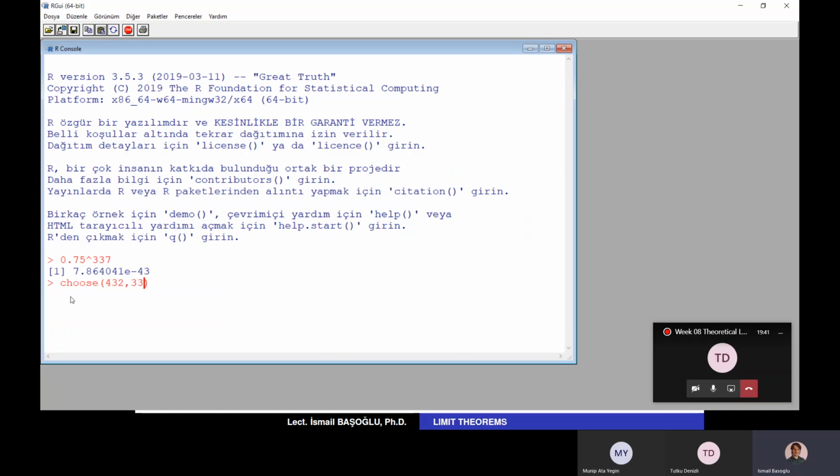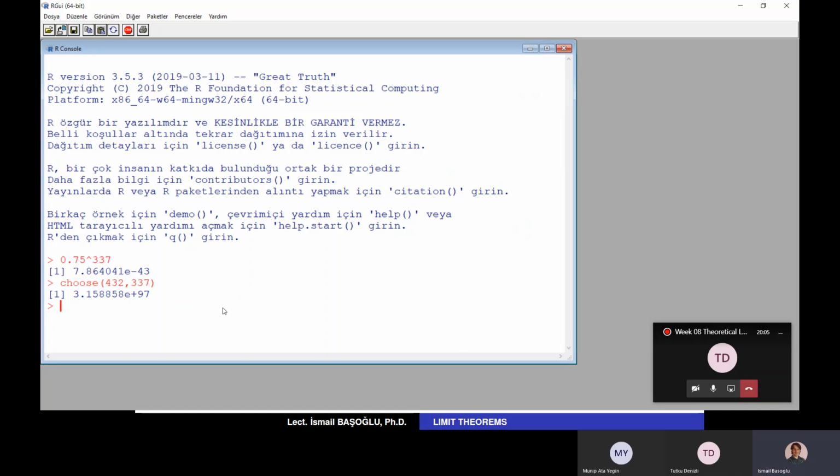432 choose 337. And you see that value is a very, very large number. You need to write many zeros after writing this value. After that, you need to write many zeros. I mean, I suppose you cannot even read this value, right? I mean, which unit am I going to use? Okay, million, billion. So what do we have after that?